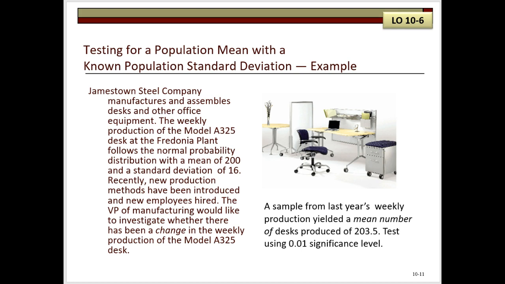Recently, new production methods have been introduced and new employees hired. The VP of Manufacturing would like to investigate whether there has been a change in the weekly production of the Model A325 desk. A sample from last year's weekly production yielded a mean number of desks produced of 203.5. Test using 0.01 significance level.